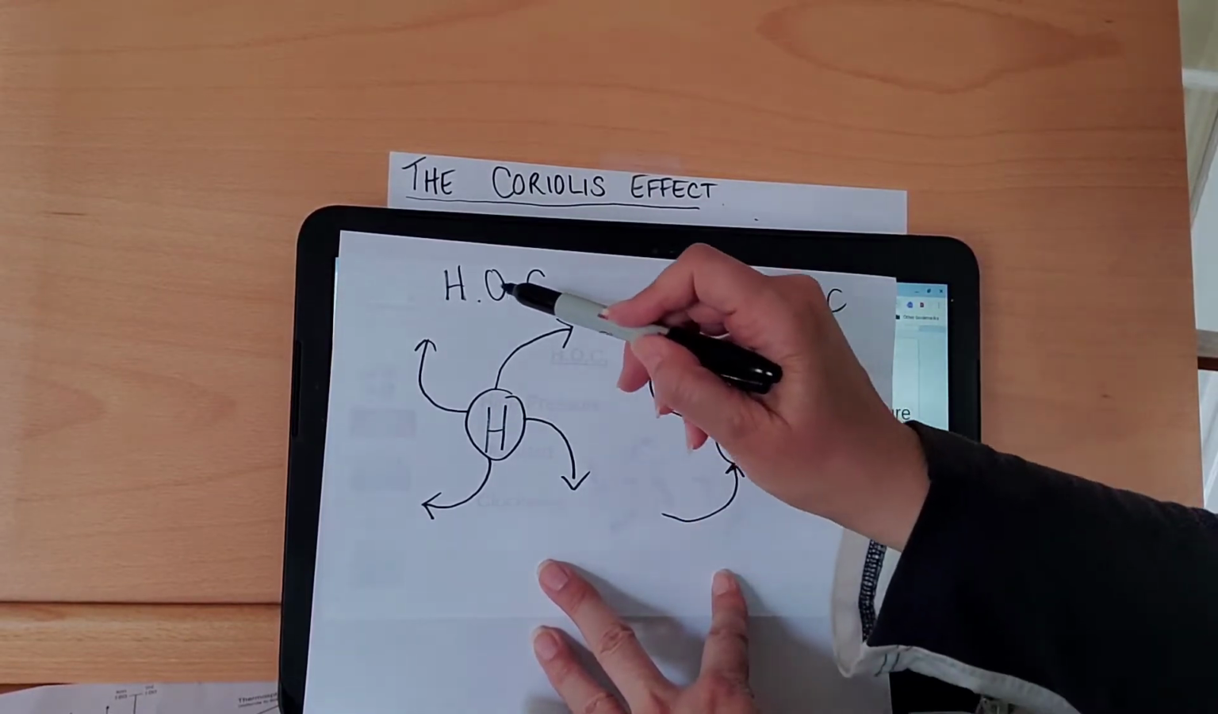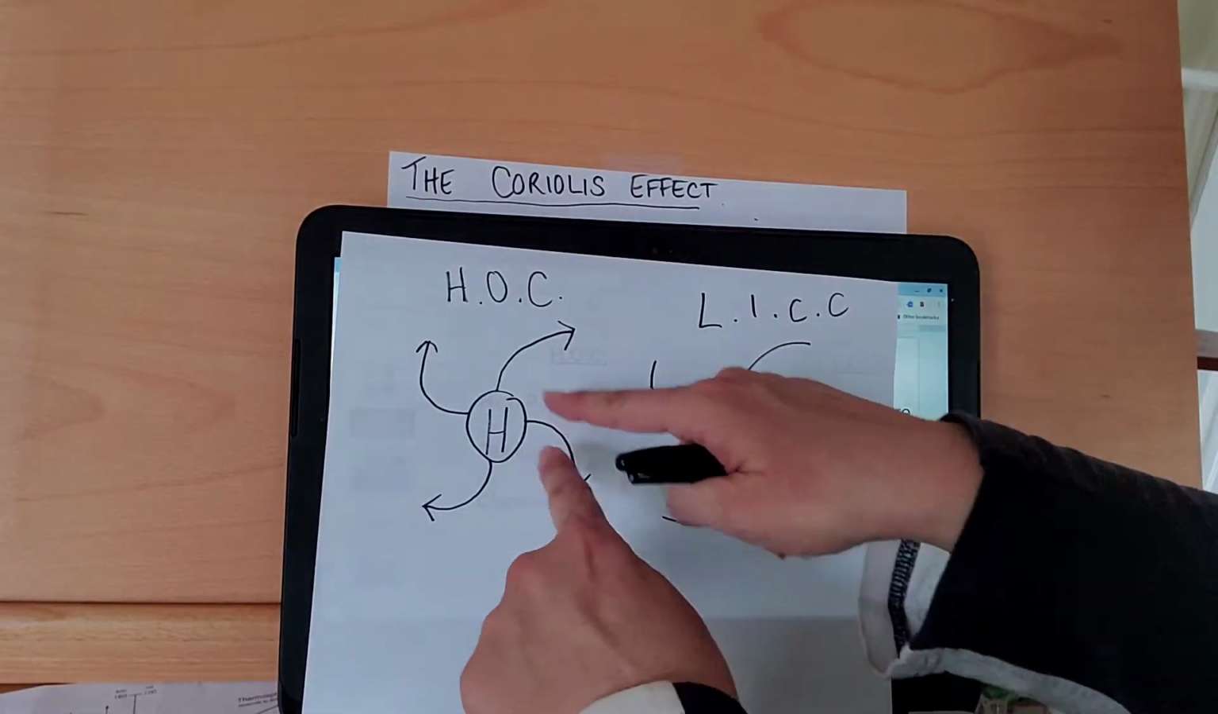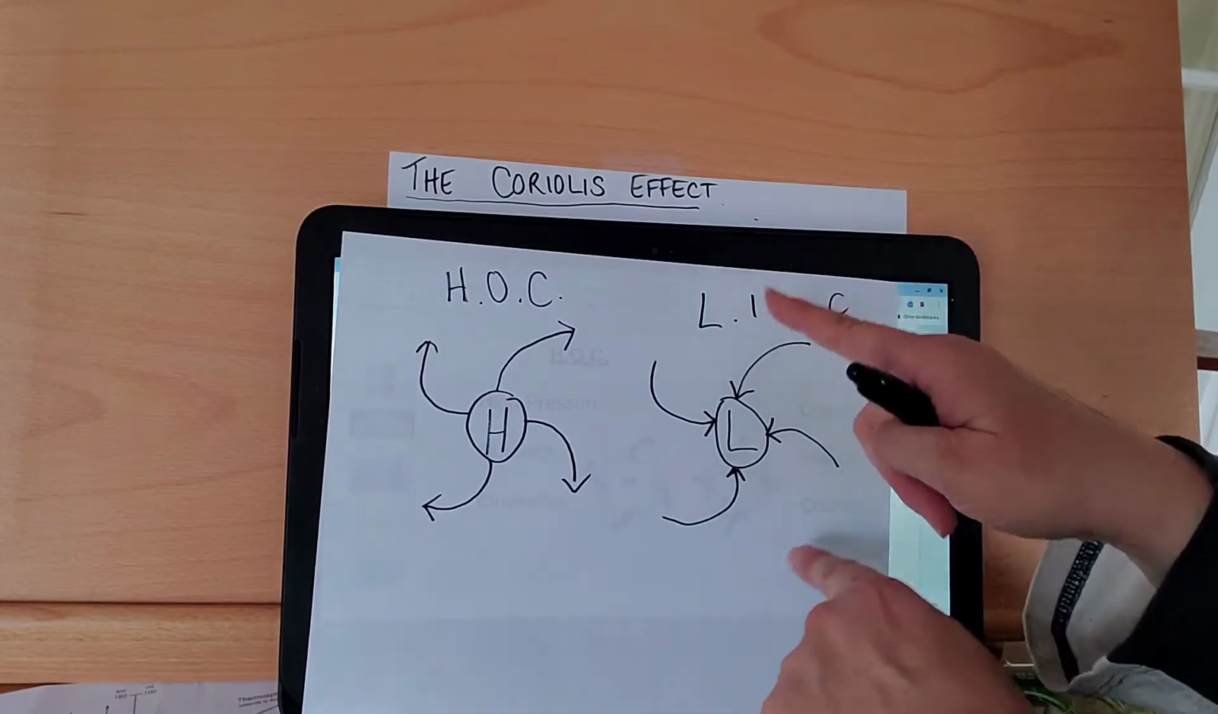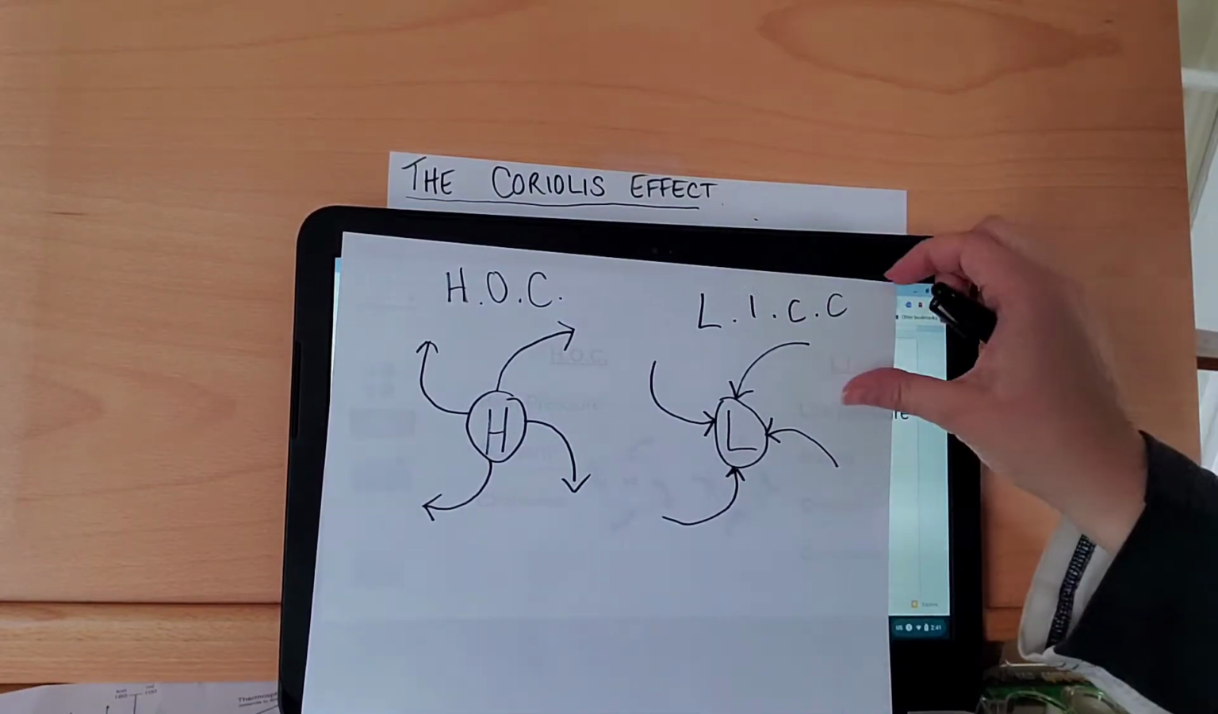Curve it to the right. Hock: outward and clockwise, away from the high. Spins outward. Lick: pulls inward and counterclockwise. But it's real easy to draw the same way.